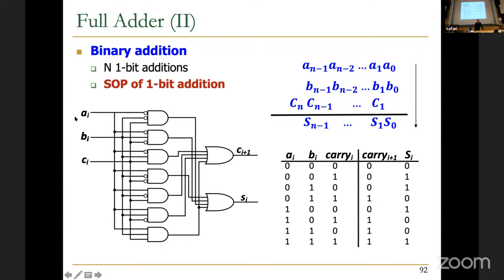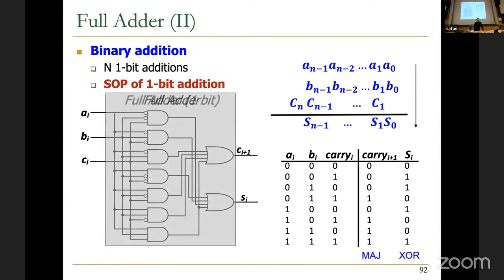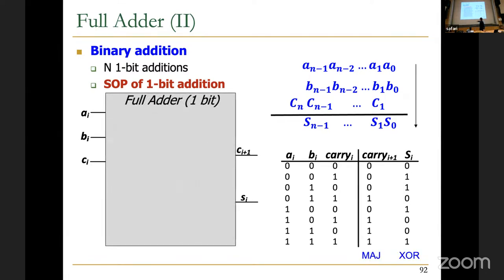And this is a decoder. This is a 3-to-8 decoder. I can actually abstract that away with a decoder. Okay, this is a full adder. We're going to simplify that later, but you're going to see that this is a majority function and this is an XOR function, which is beautiful. Both of these are beautiful functions.